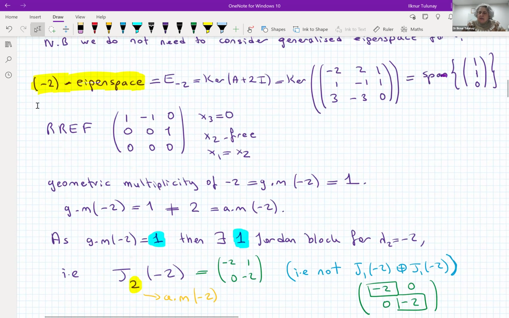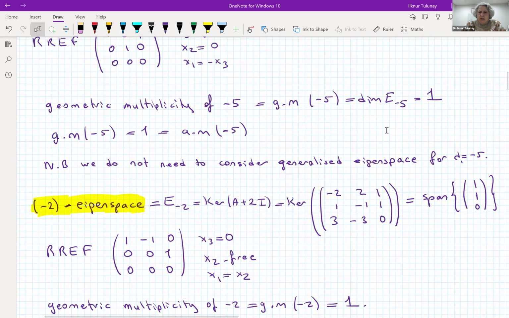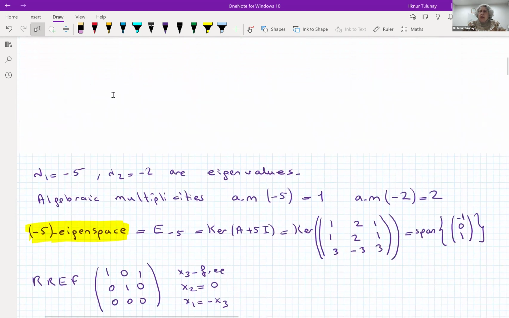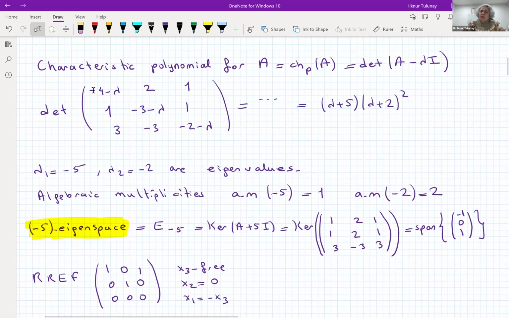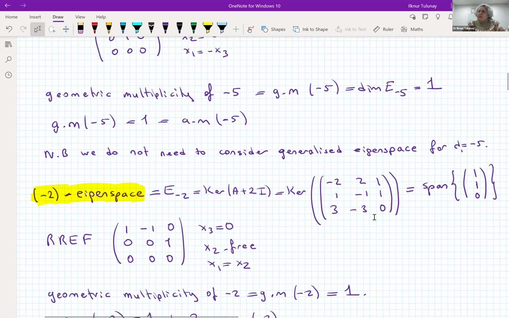Okay, for the minus 2 eigenspace, E minus 2 is the notation for us. It is the kernel of A plus 2I, so only the diagonals will change, and we will obtain this matrix. So you just add 2 to the diagonals: minus 4 plus 2, that will be minus 2. Minus 1 plus 2 here, that's 1. So that's minus 2, minus 1, 0, and all the others are the same. Again, same idea. We would like to find out the reduced row echelon form.